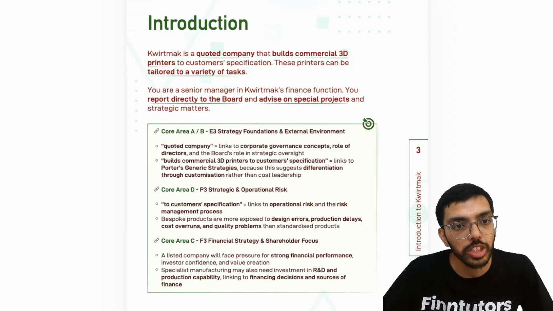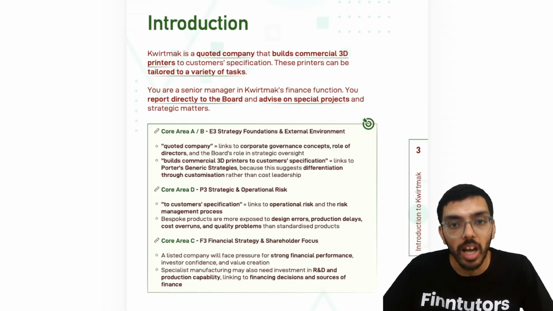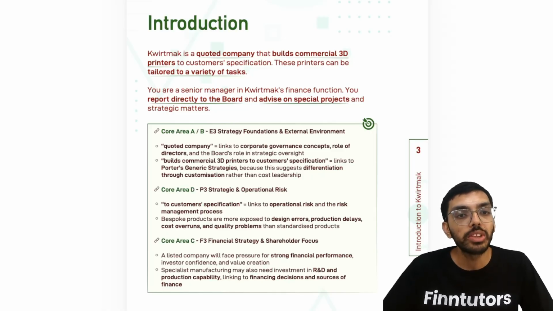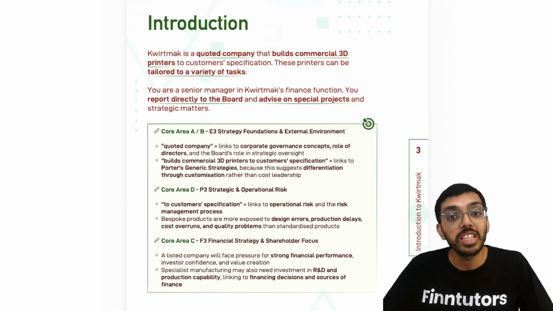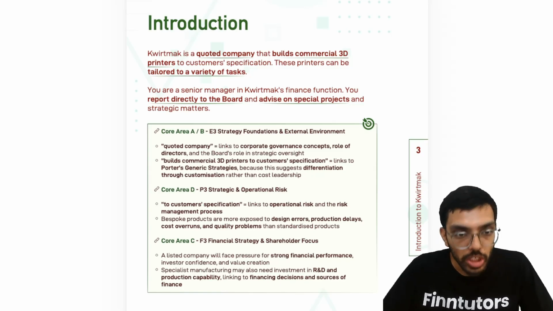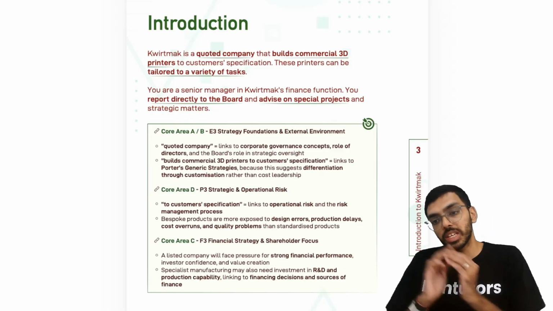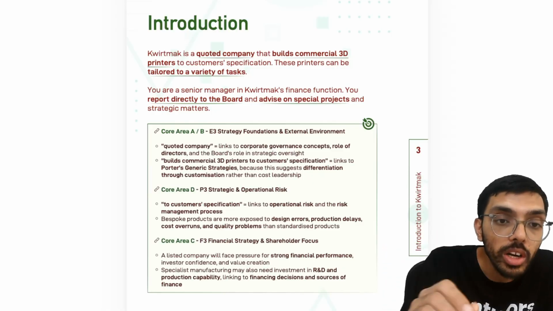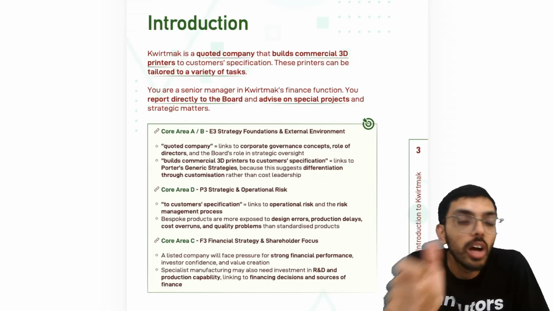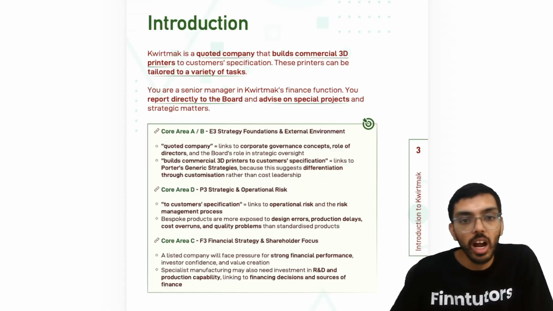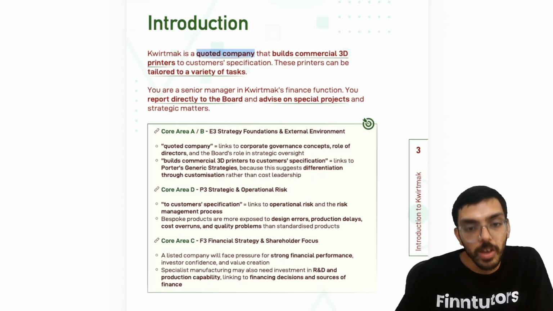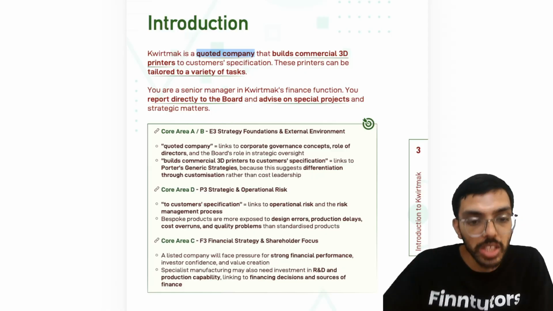Within the introduction, they're telling us that Kwirtmak is a quoted company that builds commercial 3D printers, and these printers can be tailored to a variety of tasks. So you are a senior manager in Kwirtmak's finance function. You report directly to the board. Whenever within our pre-seen we find something important, interesting, a key word, we underline it for you. As you see, we underlined a quoted company over here. Now, quoted means listed on the stock exchange.